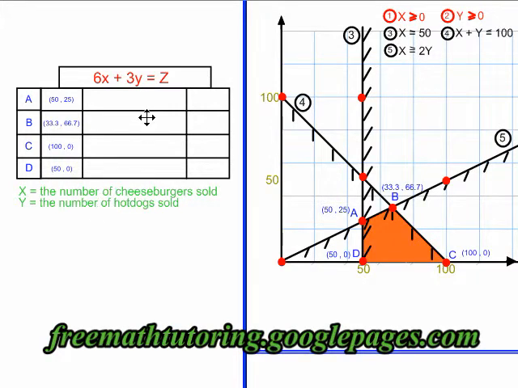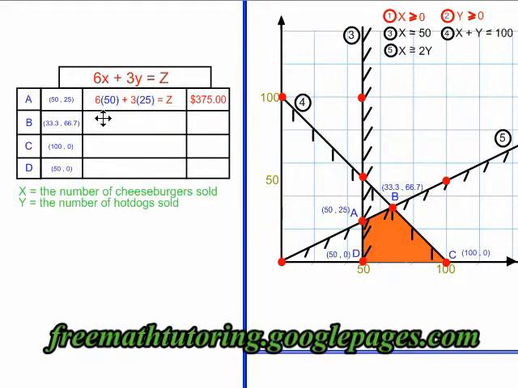What I now have to do is take this optimization equation and replace the X with the X from vertex A and replace the Y with the Y from vertex A. And then I have to simplify. 6 times 50 is 300, and 3 times 25 is 75. 300 plus 75 is $375.